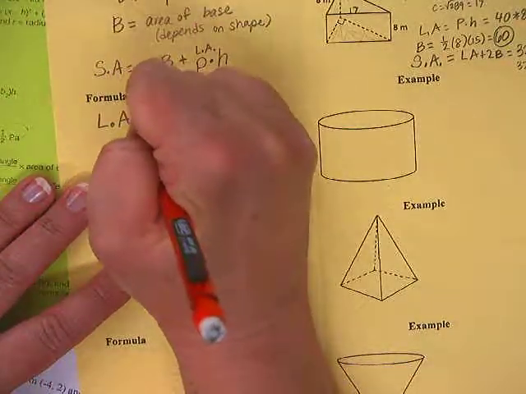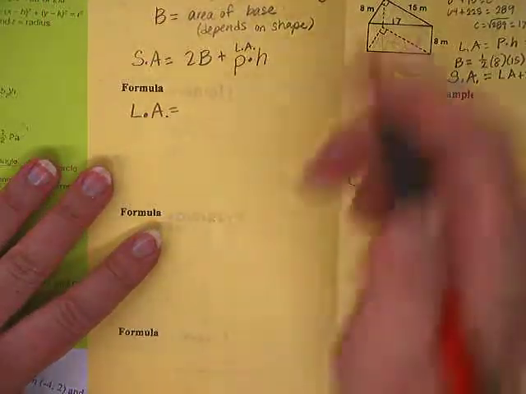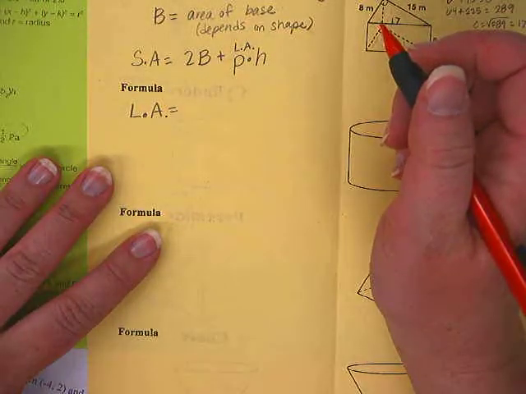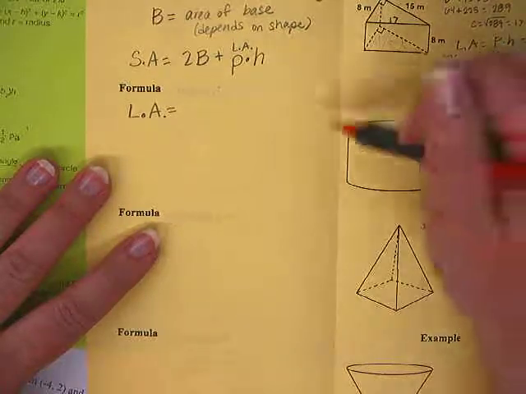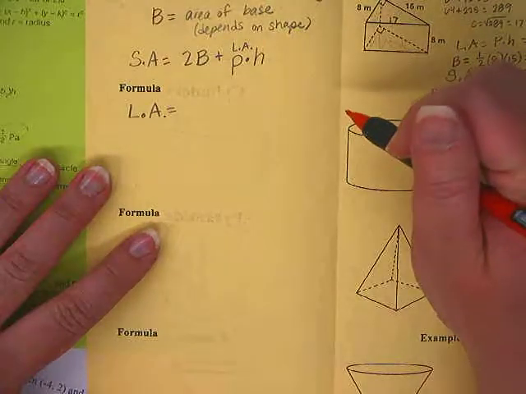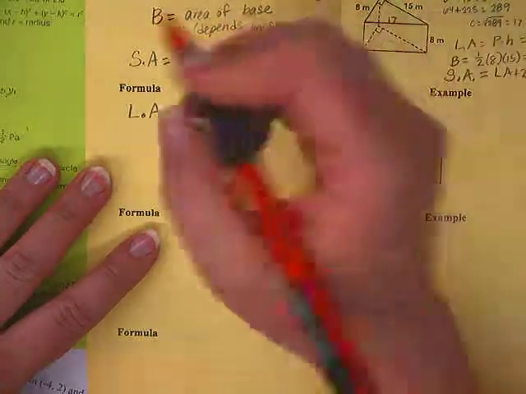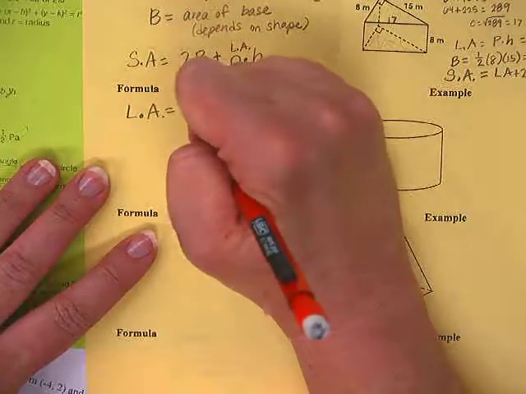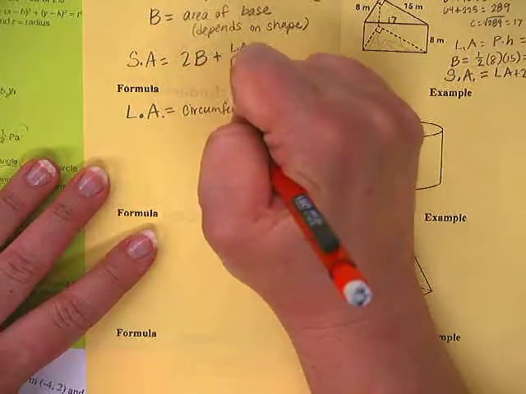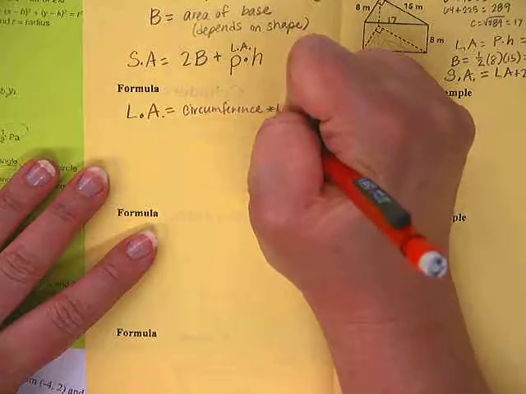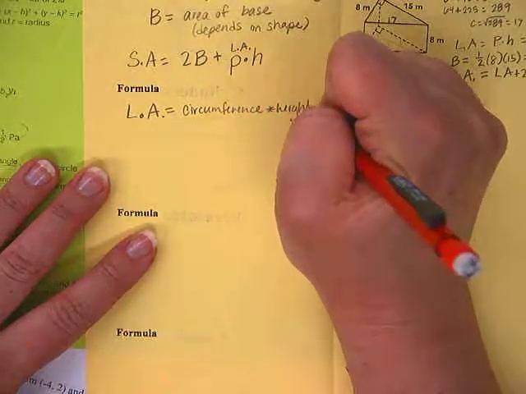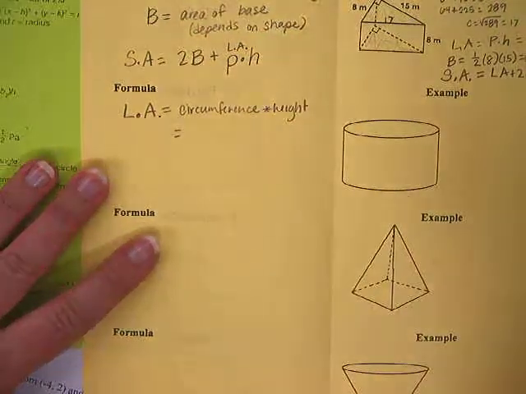Let's start with the lateral area. Lateral area is perimeter times the height. But the perimeter is a circle. We don't call it perimeter when it's a circle. What do we call it? Circumference. So we do circumference times the height. And what's the formula for circumference?